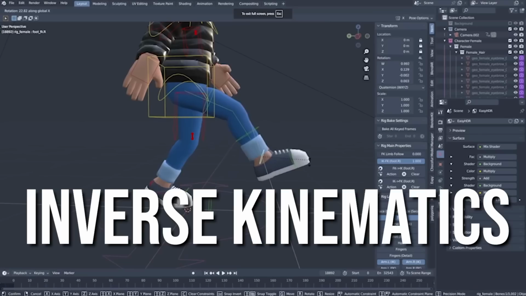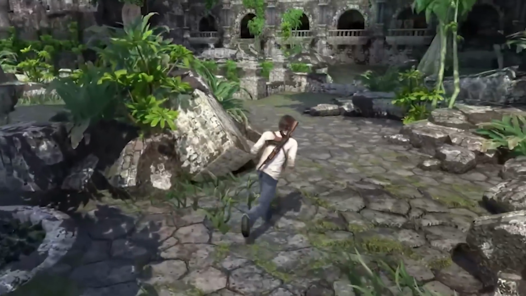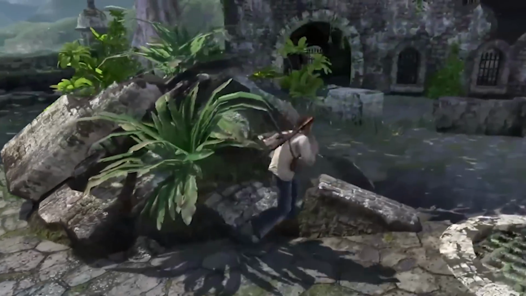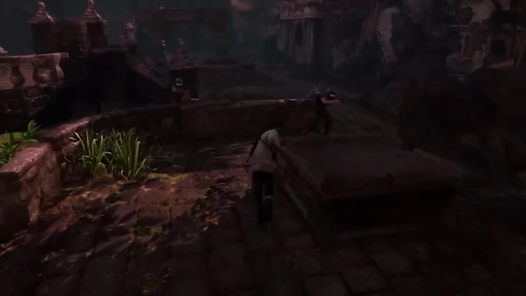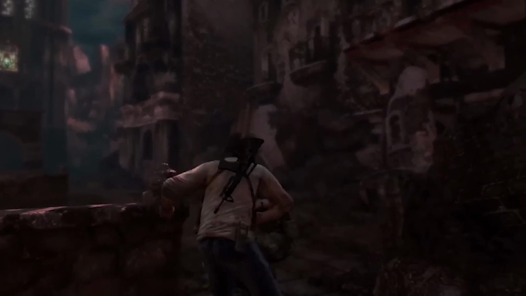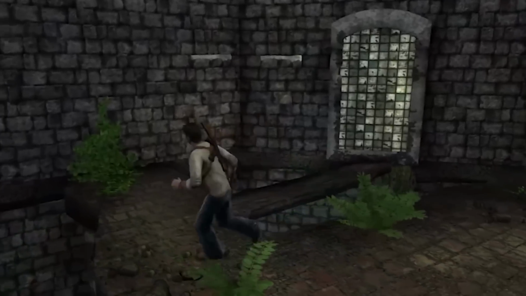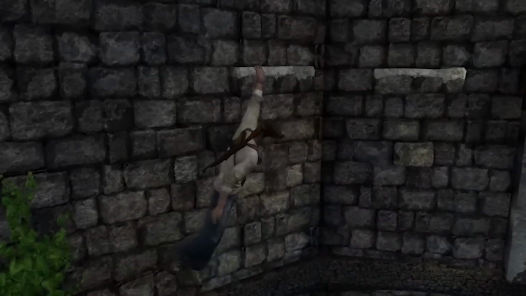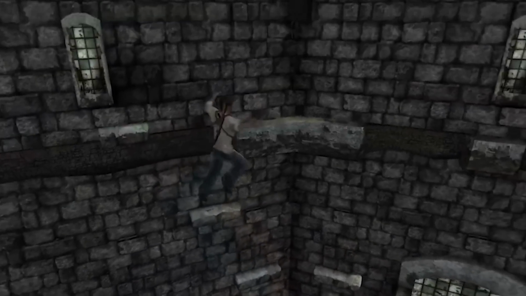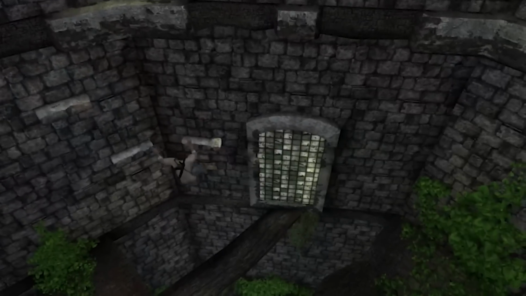Fast forward a few years later, we got inverse kinematics. Games like Uncharted used this technique to make Nathan Drake's hands and feet automatically adjust to the environment. Instead of predefined animations, the character dynamically reacts to where he's climbing or standing. But it didn't stop there, obviously.